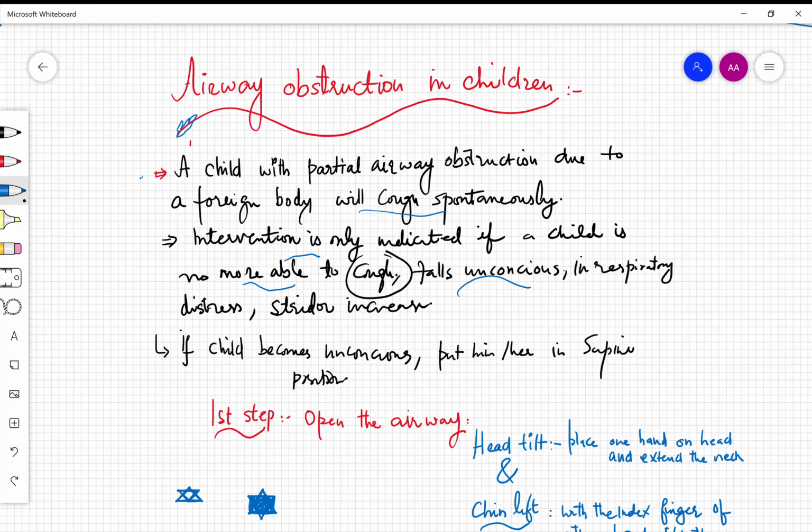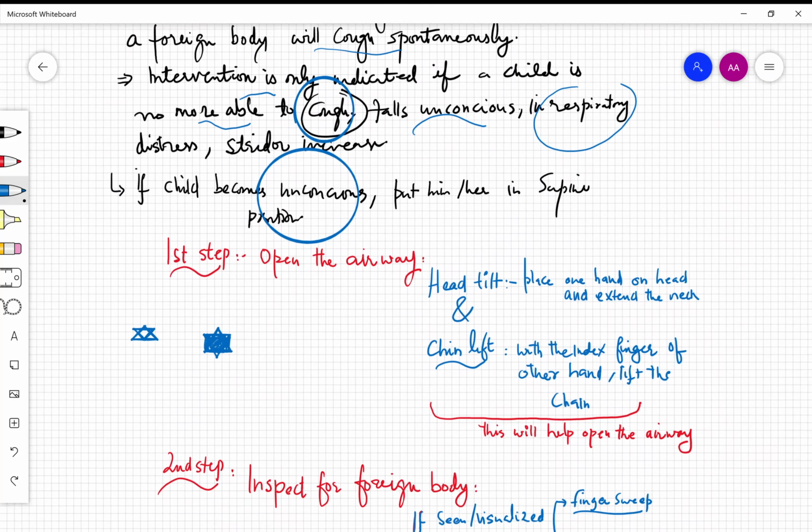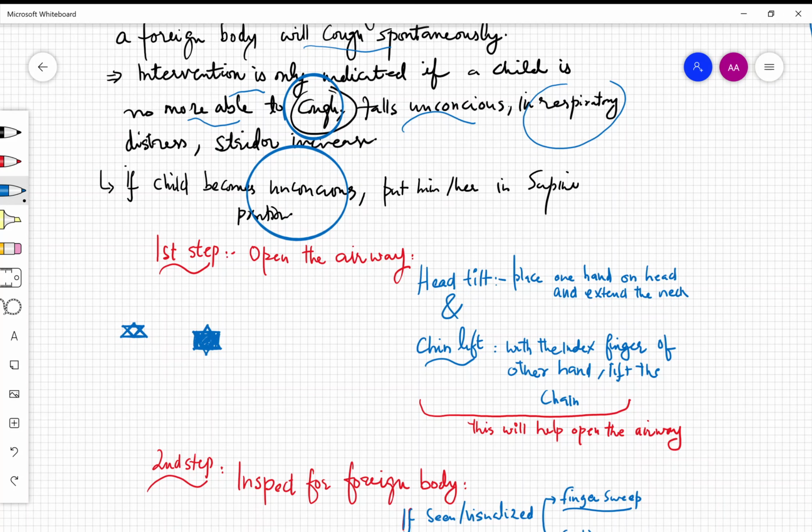the patient is no more able to cough, falls unconscious, or is in respiratory distress or stridor increases. So let's say if the child becomes unconscious, or if he is unable to cough effectively, or in respiratory distress, then the very first step is that we try to open the airway for him. If he is unconscious and lying, we try to open the airway with a head tilt, where we place one hand on the forehead to extend the neck a bit, and with the index finger of the other hand we try to lift the chin.